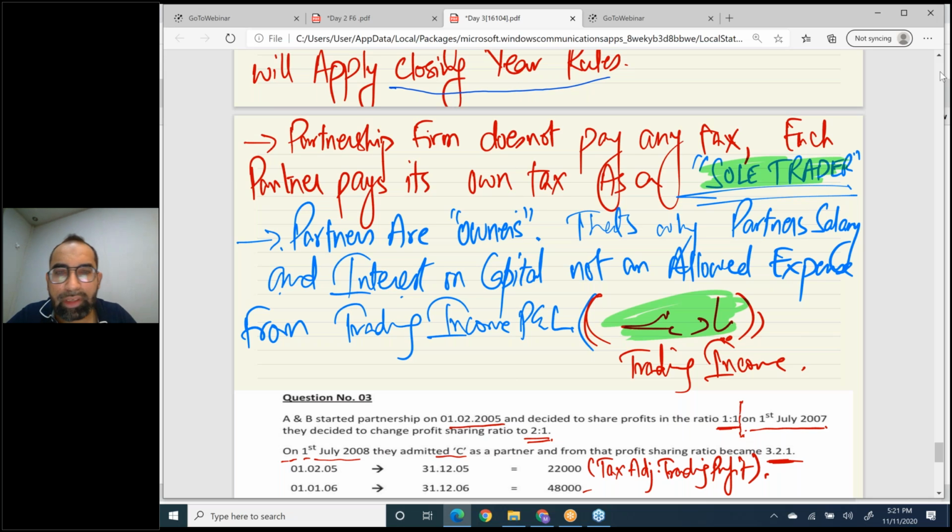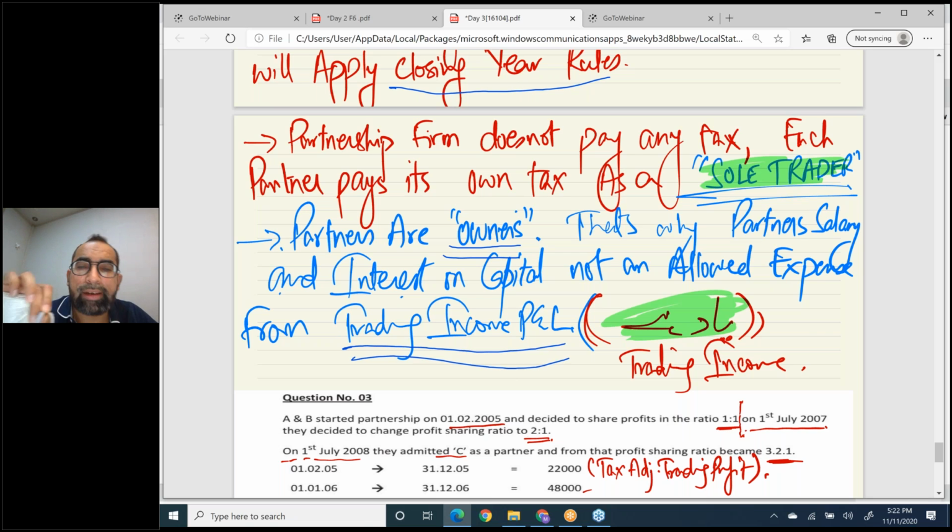Okay, right? Now one more thing. I hope you remember the trading income chapter. In the trading income chapter, owners' personal expenses are never allowed. Owners' salary, owners' interest on capital, drawings are never allowed. Now similarly, partners are also owners. That's why partner salary and interest on capital are not an allowed expense from the trading income P&L. Don't forget, it's strictly not allowed at all.